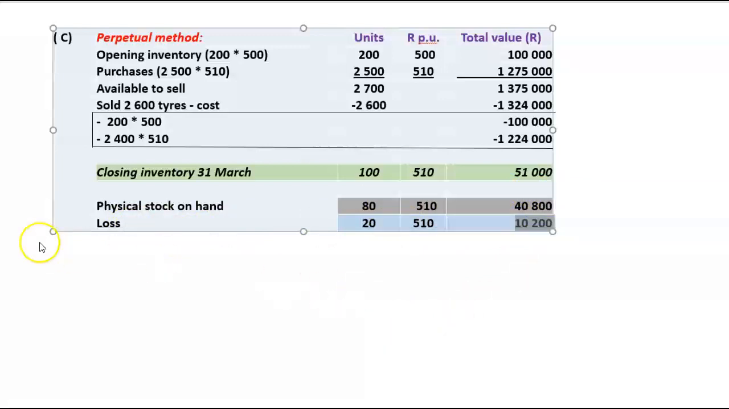So the journal entry that you will pass is you're going to debit an inventory loss of 10,200 Rand. That's an expense account. And because this is trading inventory, it's going to be closed off against cost of sales. And you will credit our inventory account in the statement of financial position, the asset account, with the amount of 10,200. So at year end, you're going to show in the statement of financial position, physical stock on hand, 40,800.